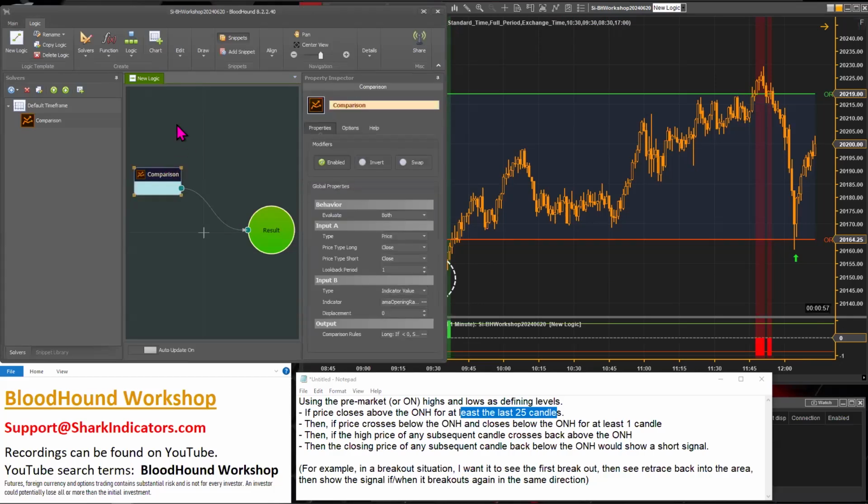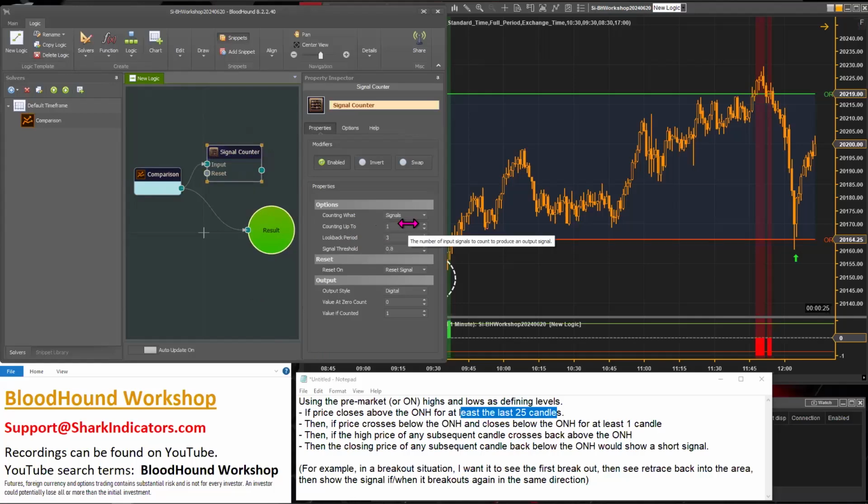So there's a couple ways we can do this. Let's see. We need a function node, so we could use either the look back or the signal counter. So I'm going to go with the signal counter. For this situation, it's kind of six of one, half a dozen of the other, but the signal counter gives us a little more flexibility here, right? So what we want to do, and I'll explain that flexibility in a moment here.